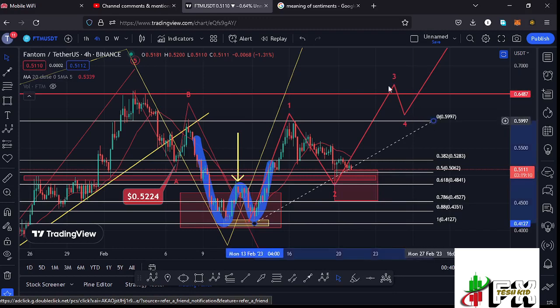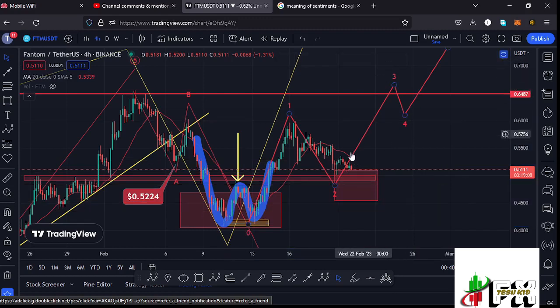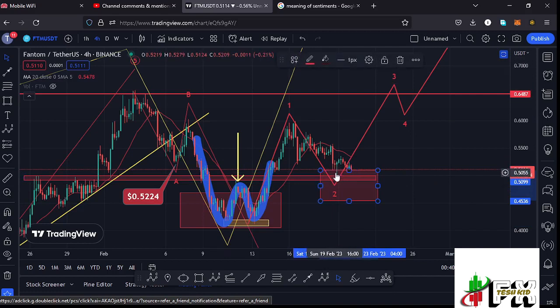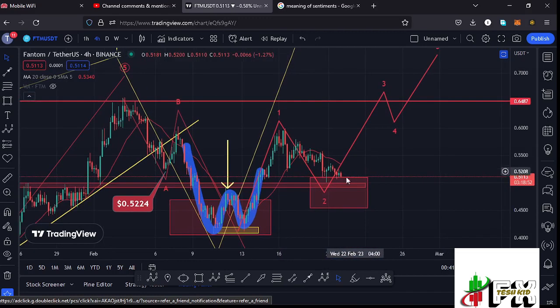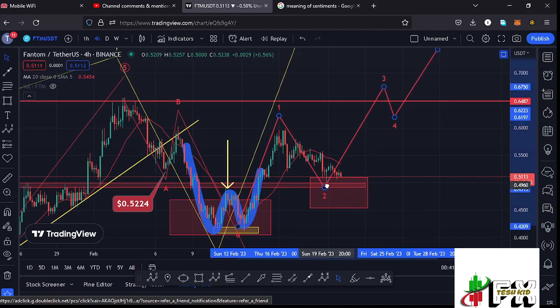So the two possible scenarios that I'm expecting over here: the first one is that you can see we saw some formation of a long wick within this red target area, meaning there are chances that might have given us the low for that second wave to the lower side, and that low is at around the $0.5 mark. In case that is the low, then soon we are going to start that massive bounce to the upside in the formation of that wave 3.